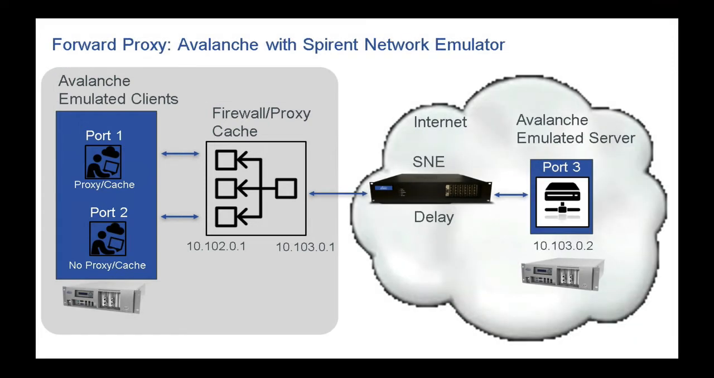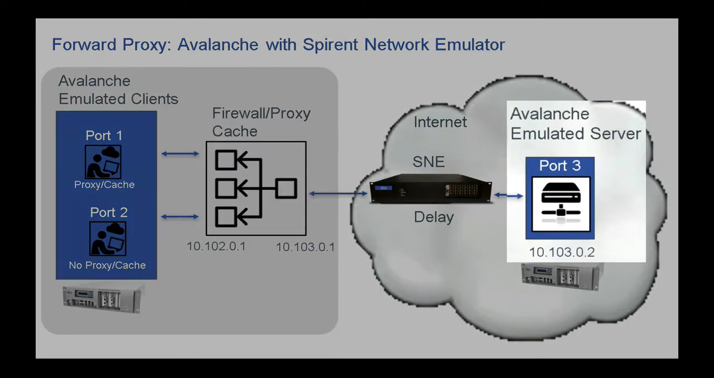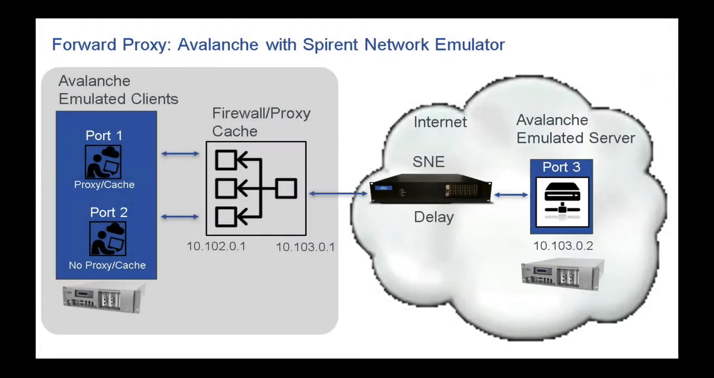The user on port 1 and the user on port 2 are configured to continually download the exact same file from the Avalanche emulated server at 10.103.0.2. User 1 should see a huge performance increase because the file will get cached locally after it's downloaded the first time. User 2 has to download the file from the internet every time.